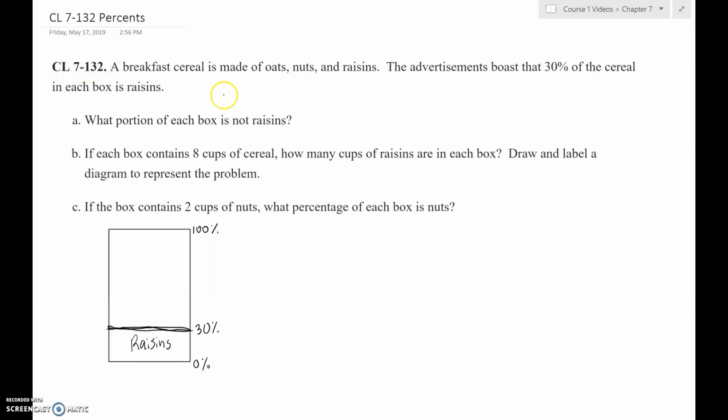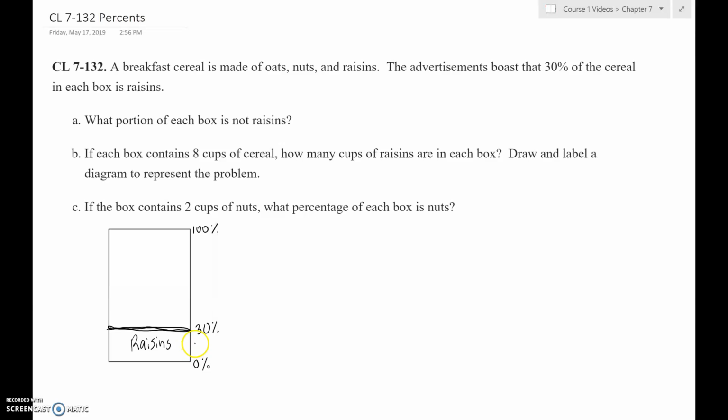Here is closure problem 7-132. A breakfast cereal is made up of oats, nuts, and raisins. The advertisements boast that 30% of the cereal in each box is raisins. All right, so breakfast cereal, oats, nuts, raisins. 30% of the cereal is raisins. What portion of the box is not raisins?